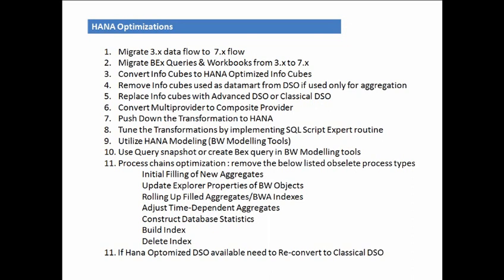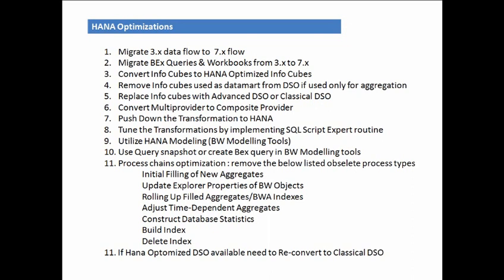And then convert cubes to unoptimized cubes and remove cubes if they are used as a data mart for DSO, if used only for aggregation. I told you, you'll be eliminating cubes at the top if they're used only for aggregation. Then, if you have to use cubes, you can replace InfoCubes with advanced DSO. You know about advanced DSO like a cube? If there is a cube with 120 characteristics, I can convert it to advanced DSO. But if it's more than 120, I can't handle it, because in a cube all characteristics must be primary key. And what is the maximum number of primary key characteristics you can have in advanced DSO? Only 120.